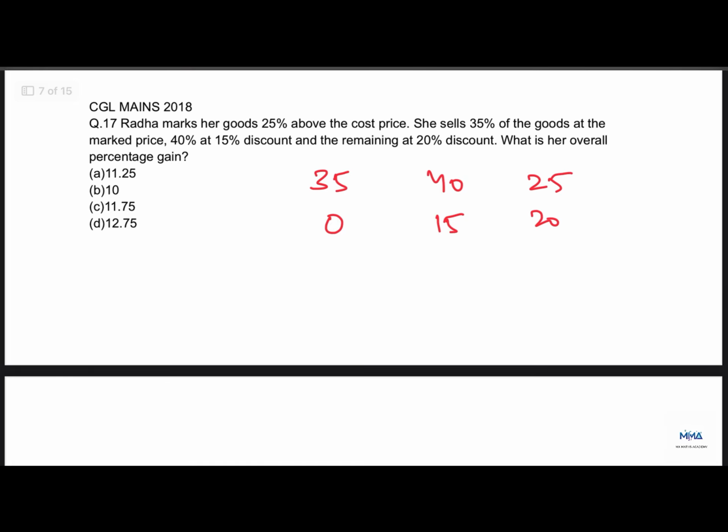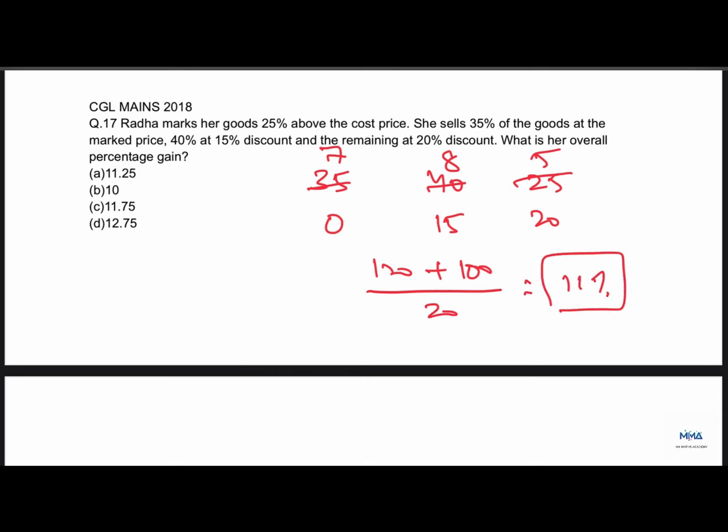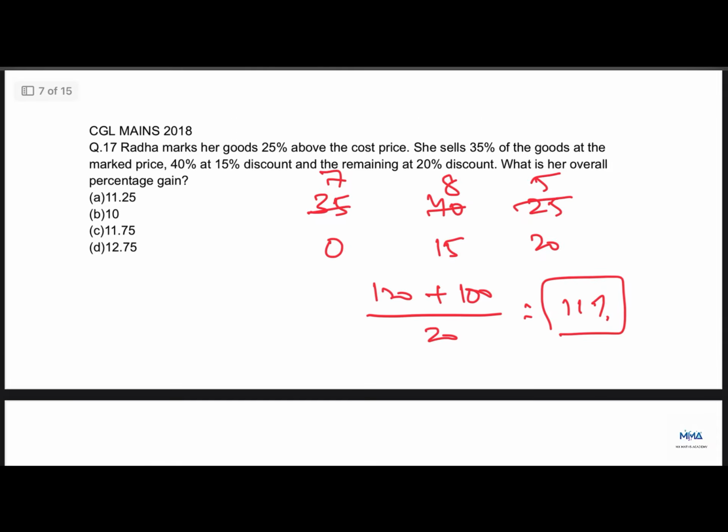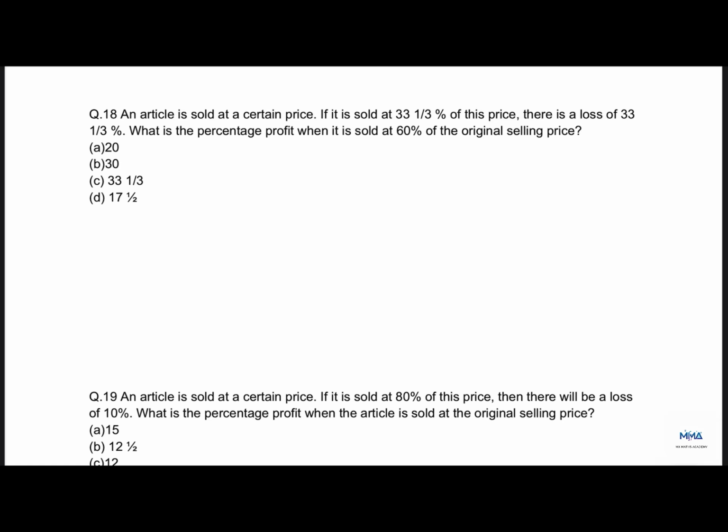So the resultant discount is going to be, so here we can just 5 7s, 5 8s, 5 5s. So 120 plus 100 by 20. So the discount is 11%. So if you have to find the overall percentage gain, we know the goods are marked by 25% and the discount is 11%. So this is 14 minus 2.75, which is going to be 11.25.